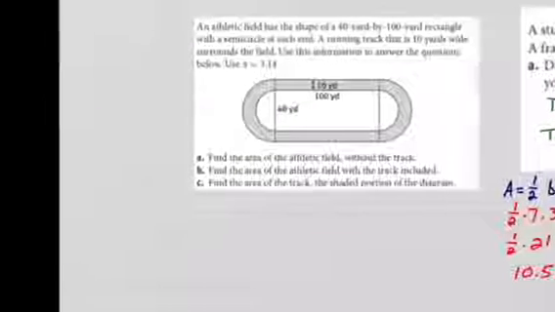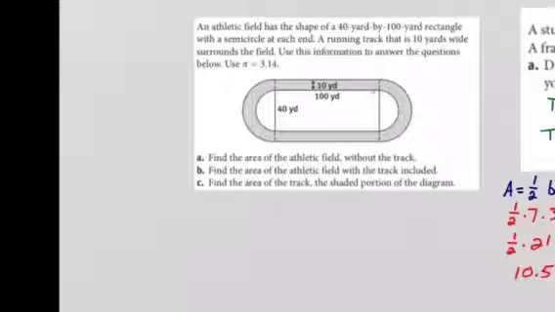Of a composite figure. All right, so here we have an athletic field that has the shape of a 40-yard by 100-yard rectangle. So that section right there is this white unshaded area, 40 yards by 100 yards, with a semicircle at each end. Notice the semicircles are exactly the same. A running track that is 10 yards wide, which is the shaded area around the track. And we're going to use the information of pi equals 3.14 to find out everything we need to know.